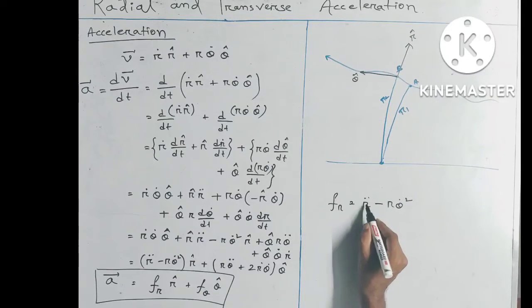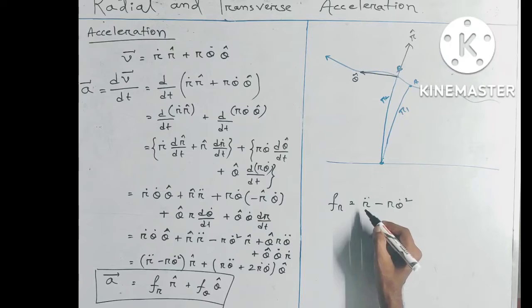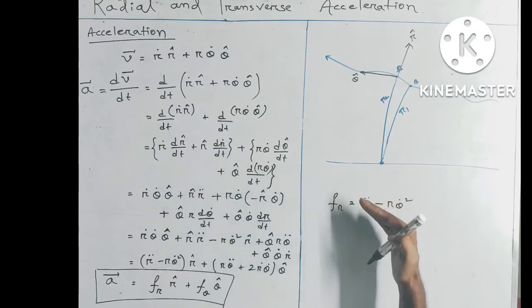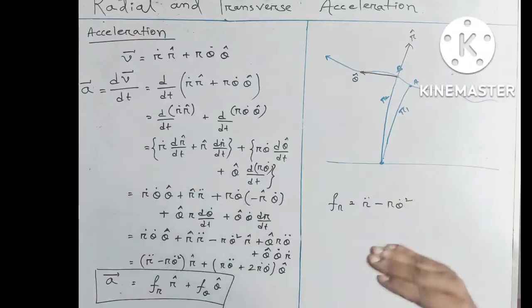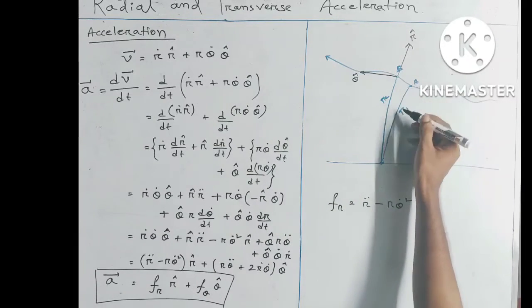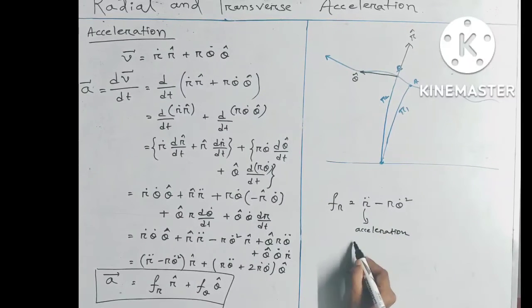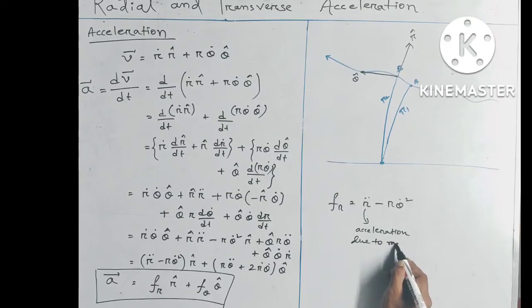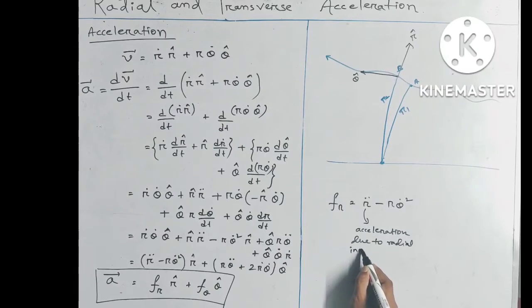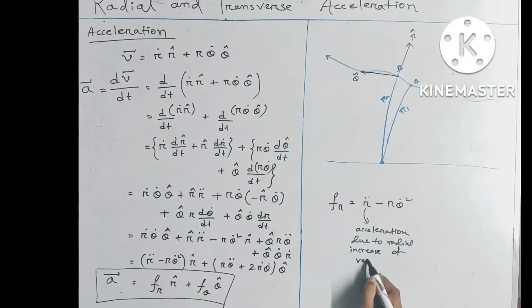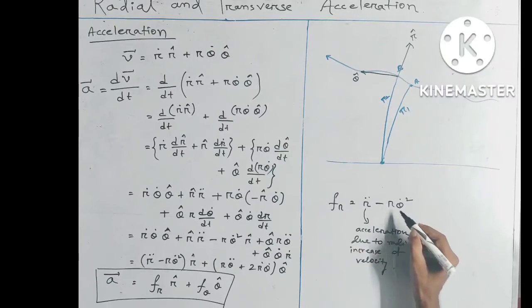So r double dot, what is r double dot? r double dot means how much our radial velocity is increasing, that is, from R1 to R2, at what rate it is changing. So this r double dot is the acceleration due to the radial increase of velocity. Now what does this term mean?